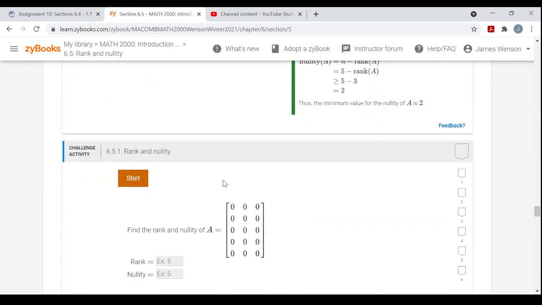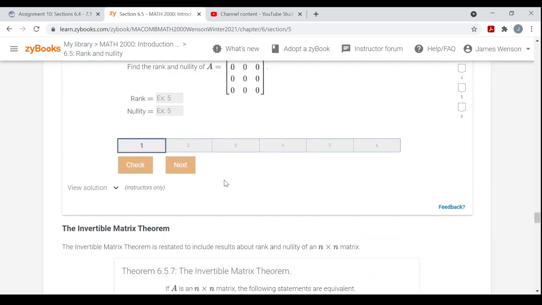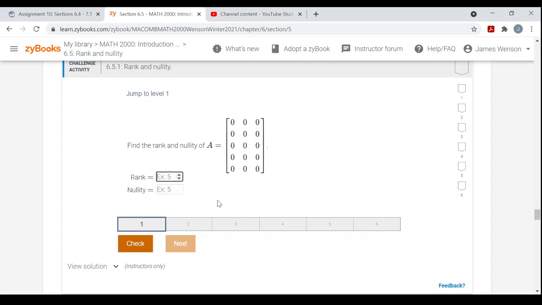All right, and then you have a challenge activity. We'll do a couple of these. What's the rank and nullity? This is just a 0 matrix. There are no pivots, so the rank is 0. And remember, the rank plus the nullity is the number of columns. So there are 3 columns here, 0 plus 3. None of them are pivot columns, and all 3 of them are non-pivot columns.